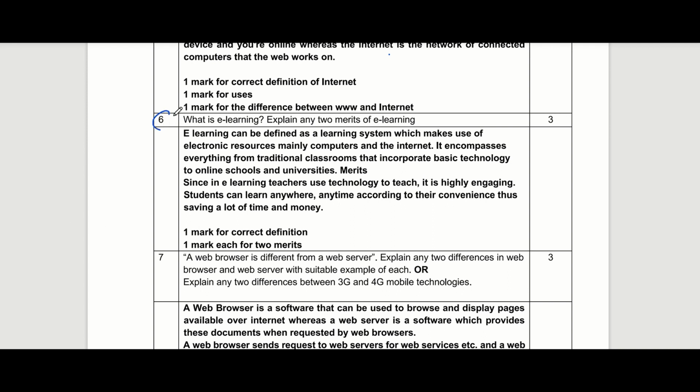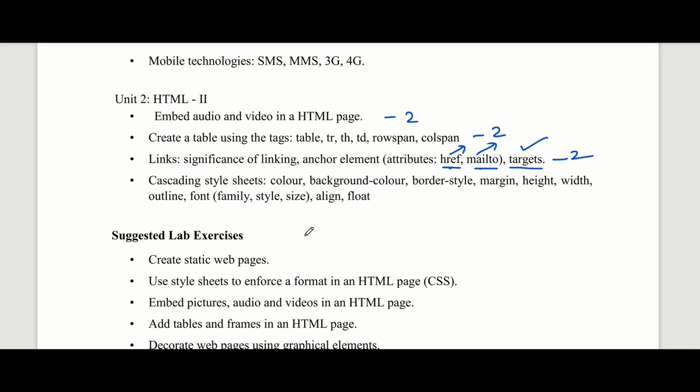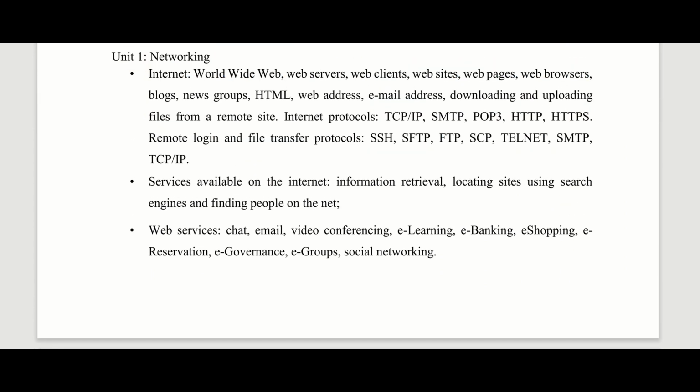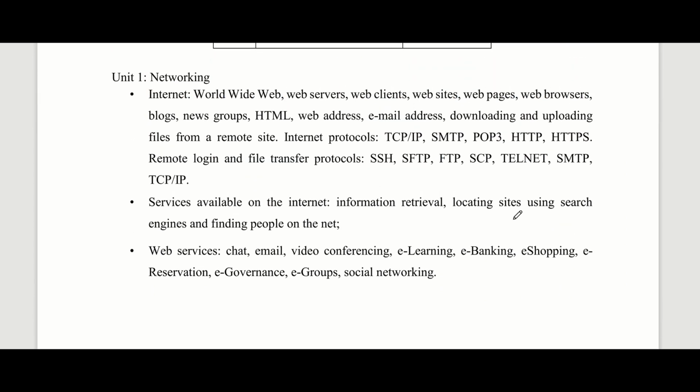So this question comes from unit 1, and in unit 1 it is from this part, where e-learning, e-banking, e-shopping, e-reservation, e-governance, e-groups, social networking, etc. are given. So the possible questions are e-learning and its merits. What is e-banking? Tell 2 merits or disadvantages or advantages of it. What is e-shopping? Give a name of any 2 shopping sites.